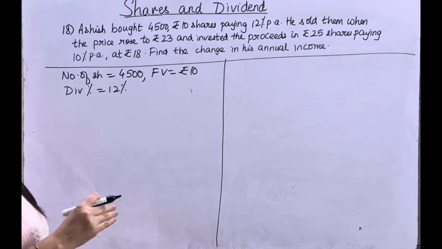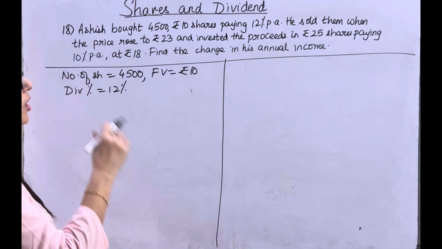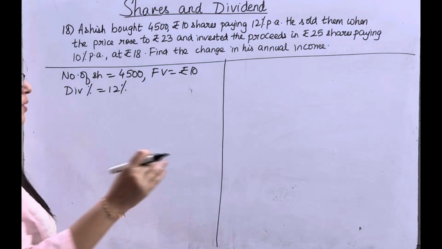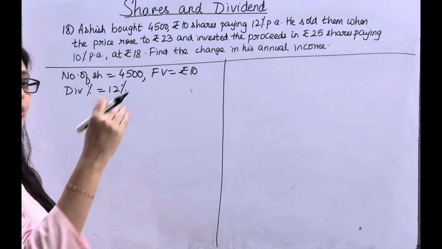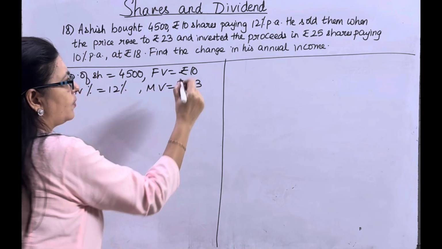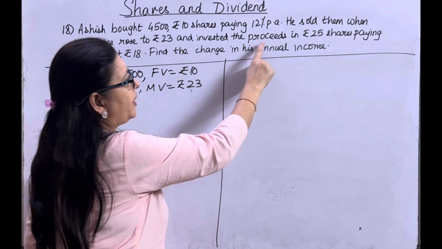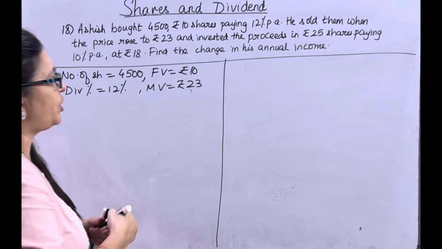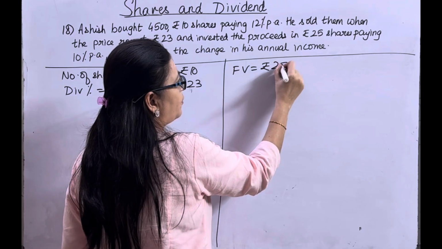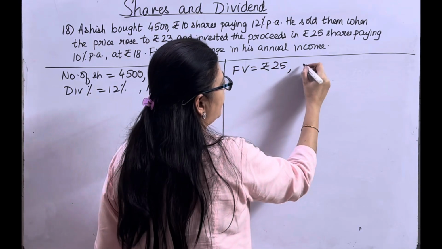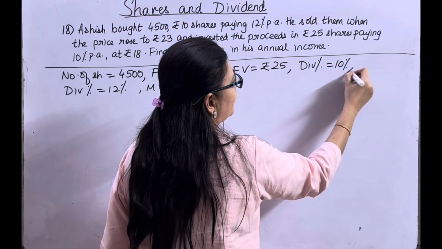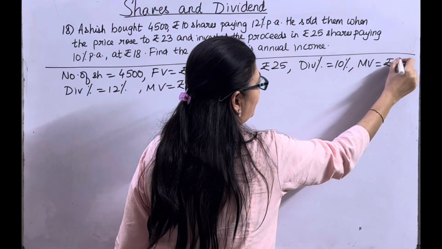Okay. He had bought this much and then he sold those shares when the price rose to 23 rupees. So when the market value rose to 23 rupees, that time he sold the shares. And he invested the proceeds in rupees 25 shares. So he invested in another company's share. Face value is rupees 25, paying 10% dividend per annum at rupees 18. Market value is rupees 18.